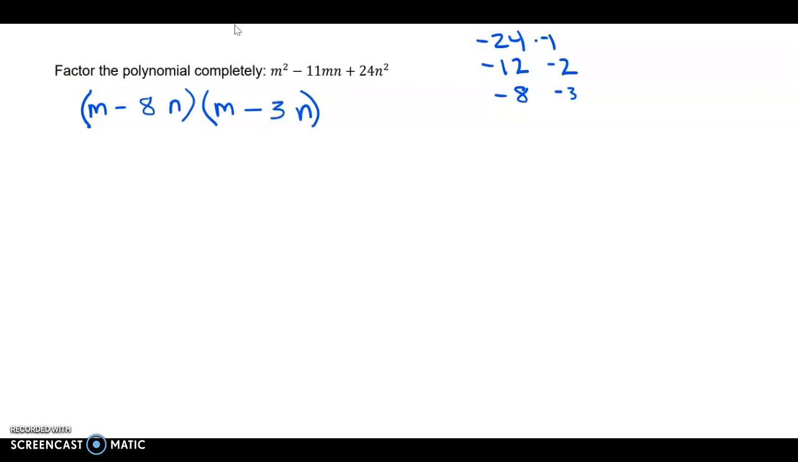Now when you get to this point, how can you check if that's the right answer? Well, multiply it out. You can FOIL it out and you should get this exact same trinomial.